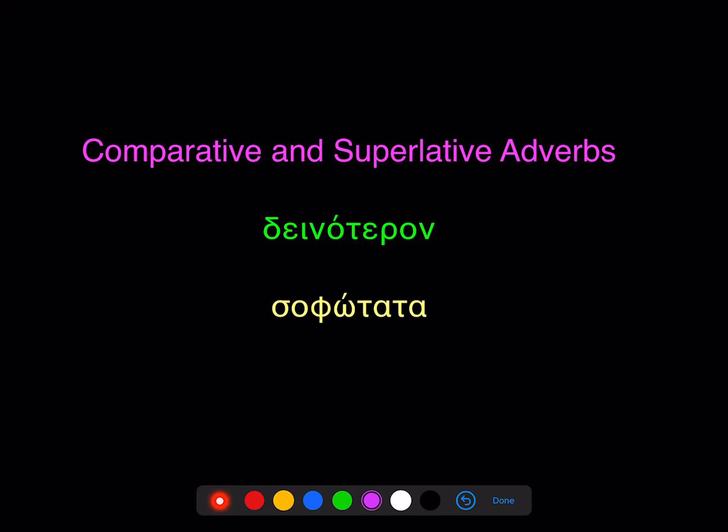Now, comparative and superlative adverbs are really easy. For all these adjectives that form their comparative in teros and their superlative in tatos, to form a comparative adverb, you just use the neuter singular nominative and accusative. So deinoteron, more cleverly. And for the superlative, you just use the neuter plural nominative and accusative. Sophotata, most wisely.